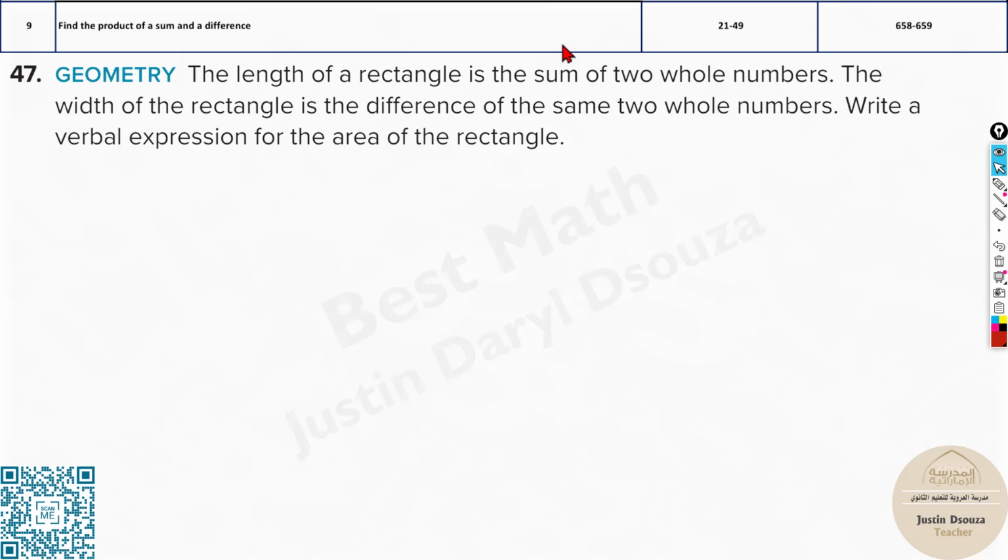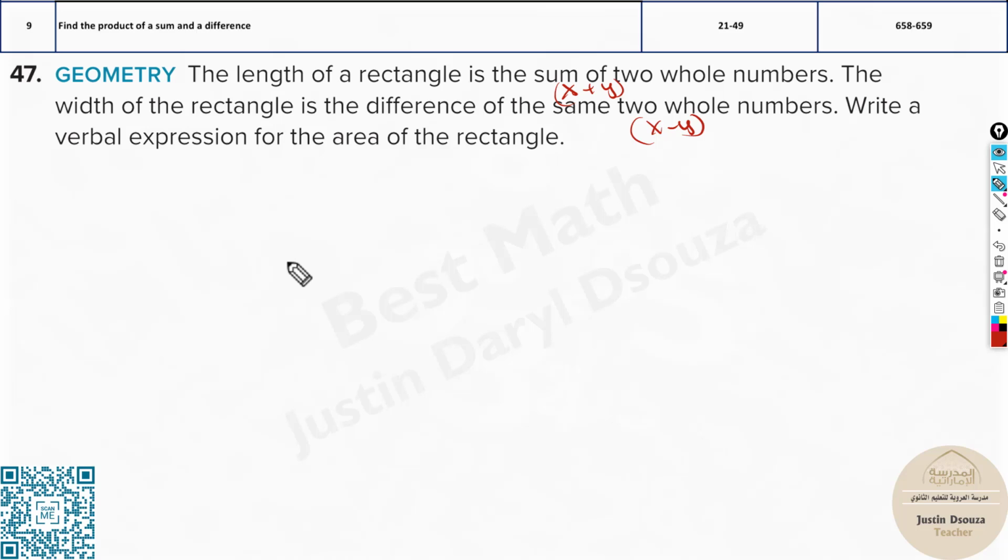And now we will see some real world problems. The length of a rectangle is the sum of two whole numbers. Okay, the length of a rectangle is the sum of two whole numbers. Let me take it as x and y. Is that okay? Sum of two whole numbers, x plus y. The width of the rectangle is the difference of the same two. Okay, they are telling it's the difference, x minus y.